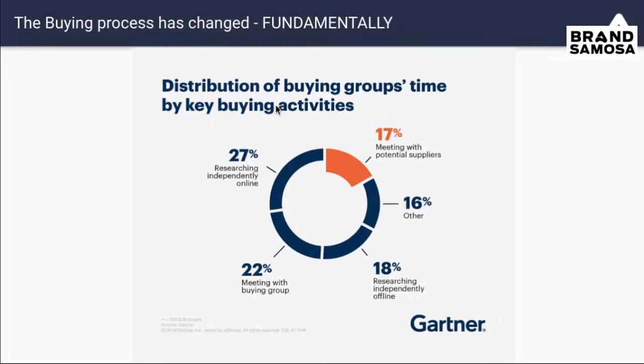So if you remove the 17% wherein you as a company are involved, the rest of the decision making, about 83%, is happening on their own. Which basically means that before B2B buyers get in touch with you as a supplier or salesperson, 83% of the decision making happens completely on their own, and 27% happens while they're doing the research online.